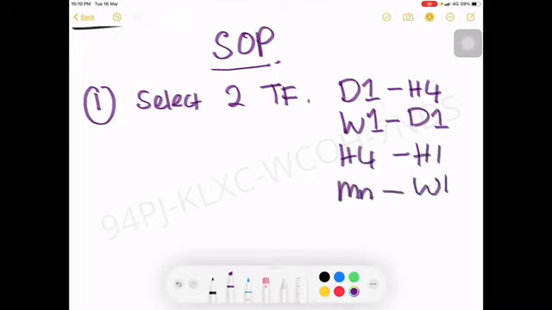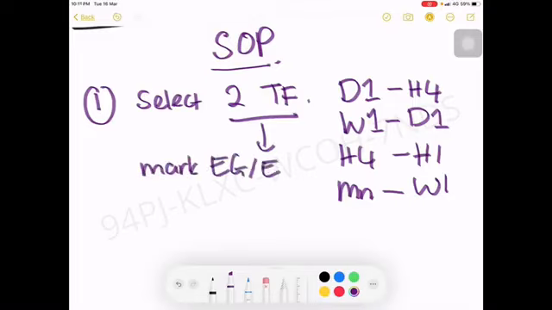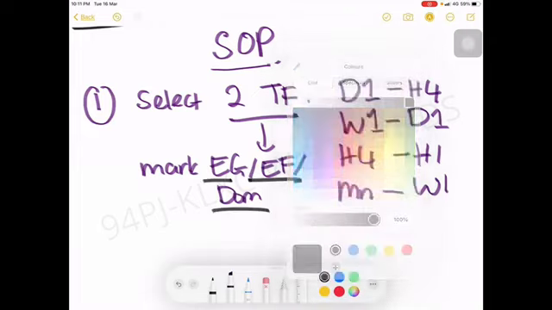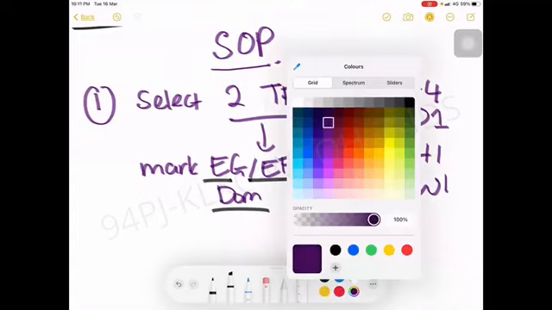So what you're going to do with this 2TF is that you're going to mark EG or EF or DOM. You're going to mark these 3, whichever ones that you find. And then the second one, the SOP is very simple. Don't worry about it.